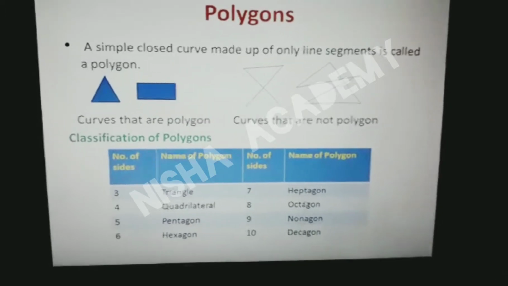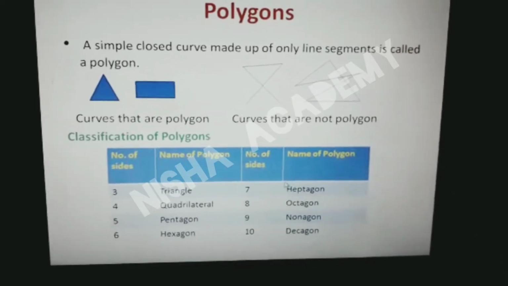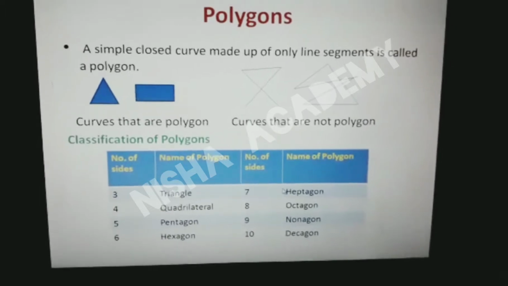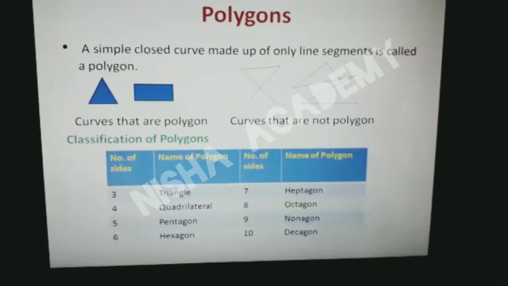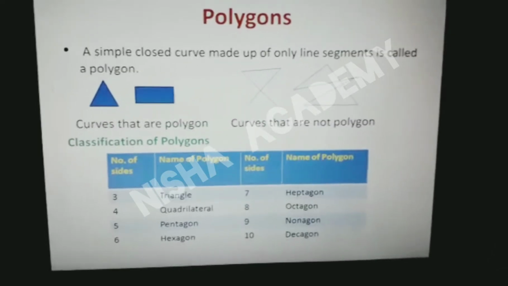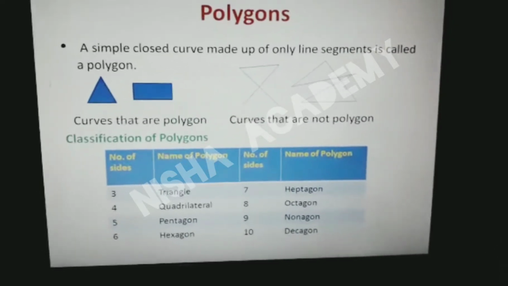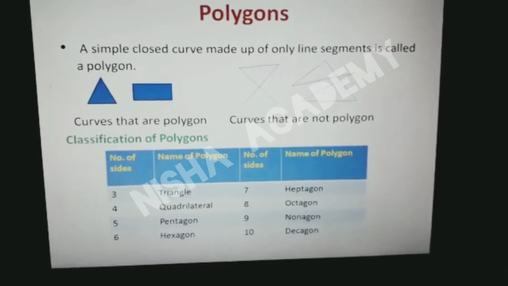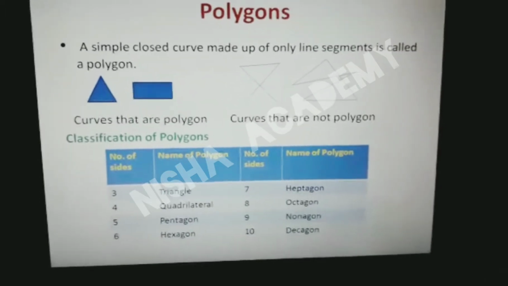sides, decagon. You have to remember these names because you will be asked questions like write the area, or find the angle sum property of a heptagon. So you should know how many sides it has. Heptagon has 7 sides. So you need to remember this.